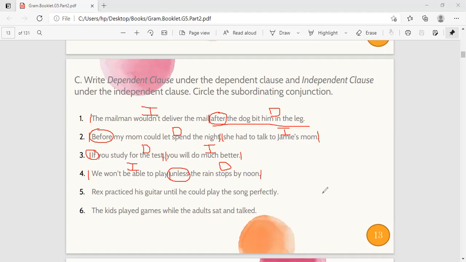Let's finish the last 2 sentences before the time ends. Okay. Rena, hurry up. Rena, come on, number 5, please. Rex practiced his guitar until he could play the song perfectly.